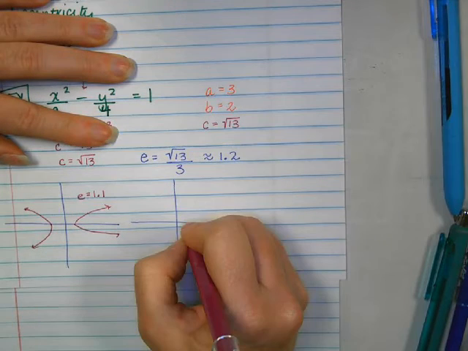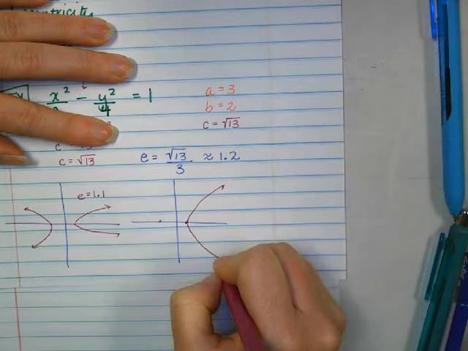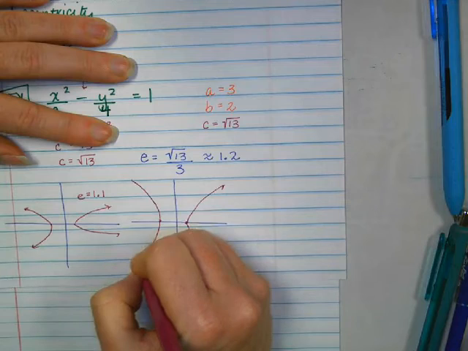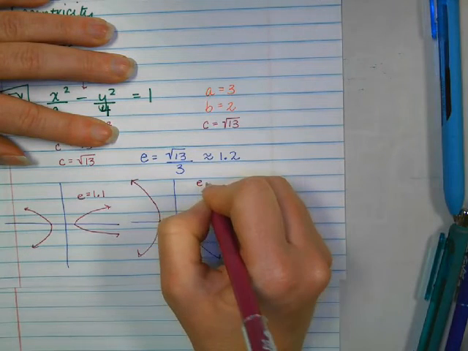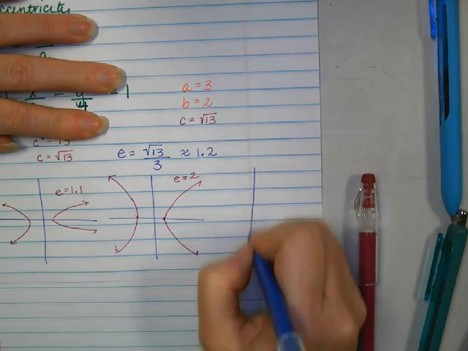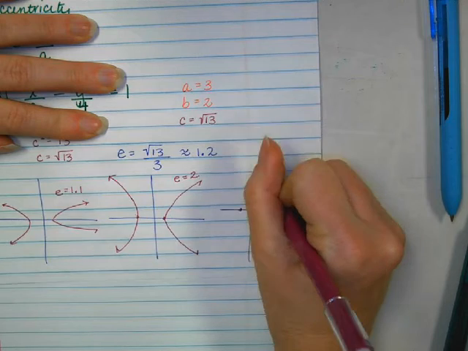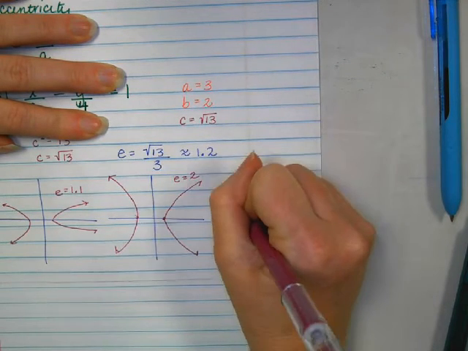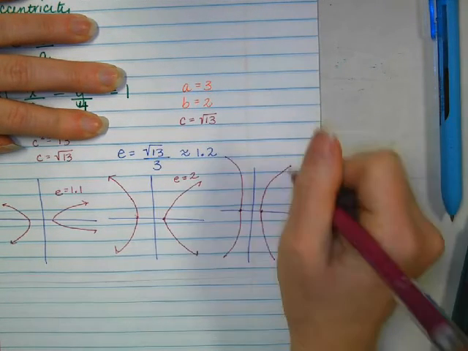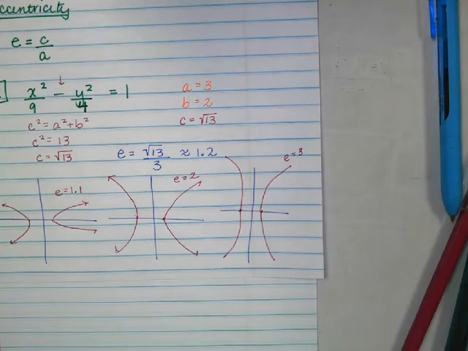This one has one more, like e equals 2. And then this one would be more like e equals 3. So it's like the more bent it is, the more compact. Or the maximum is how stretched it is.